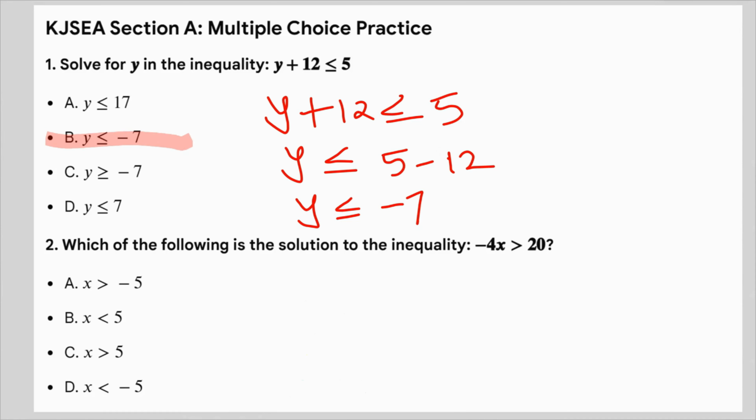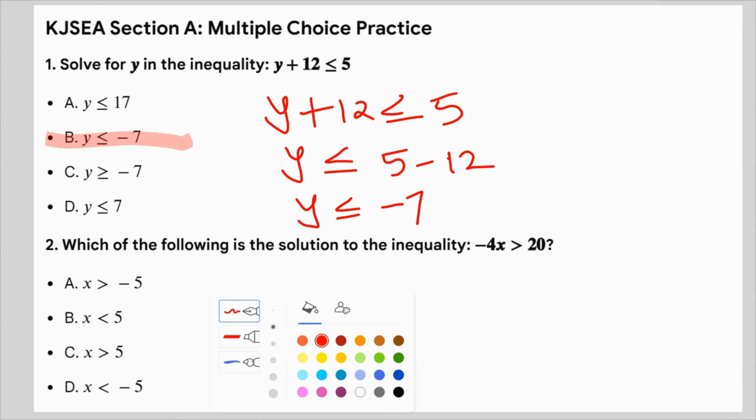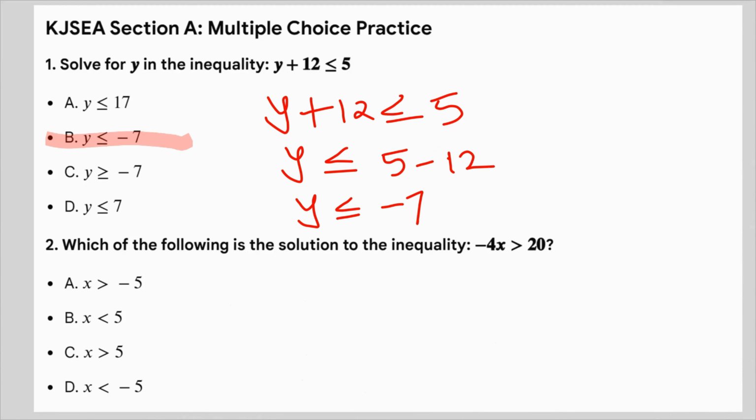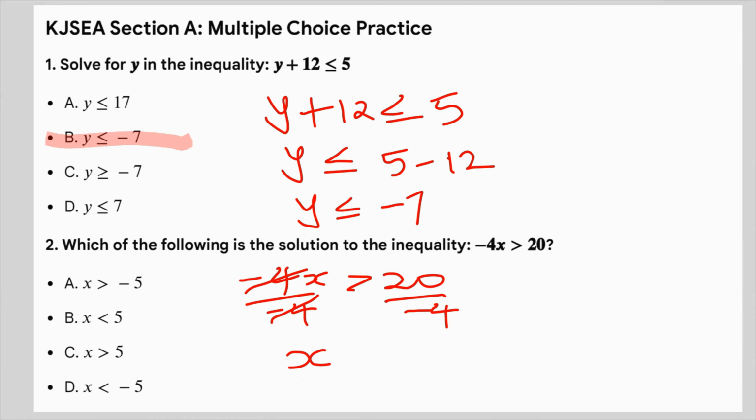Now for the second one. Which of the following is the solution to the inequality negative 4x is greater than 20? Now to get x, we need to isolate it by dividing both sides by negative 4. So we divide both sides by negative 4, and we will have 1, we will have our x. And since you are dividing by a negative, we are going to flip our inequality sign.